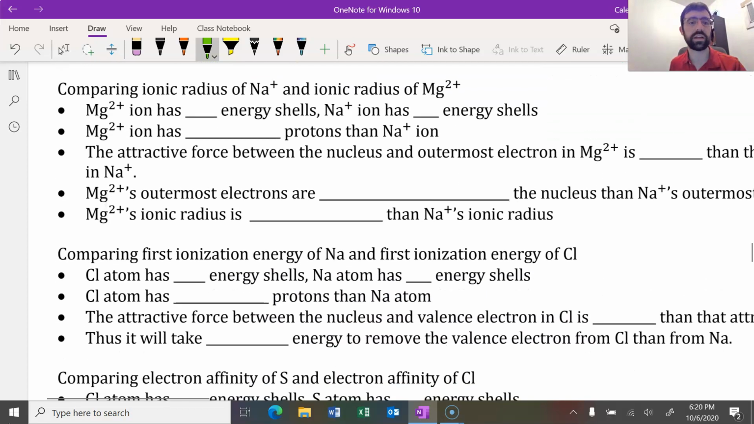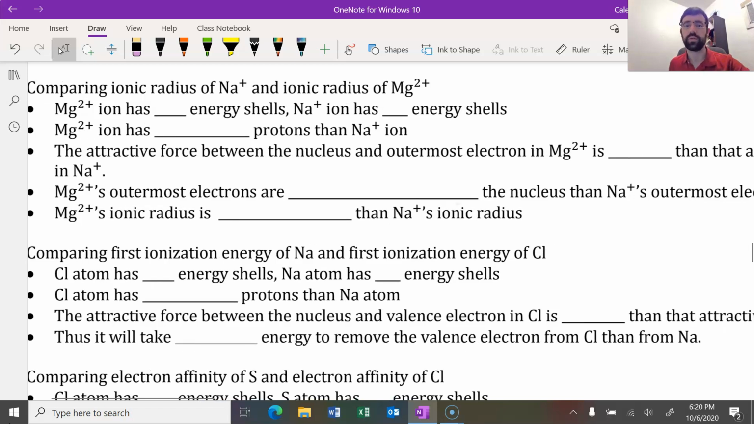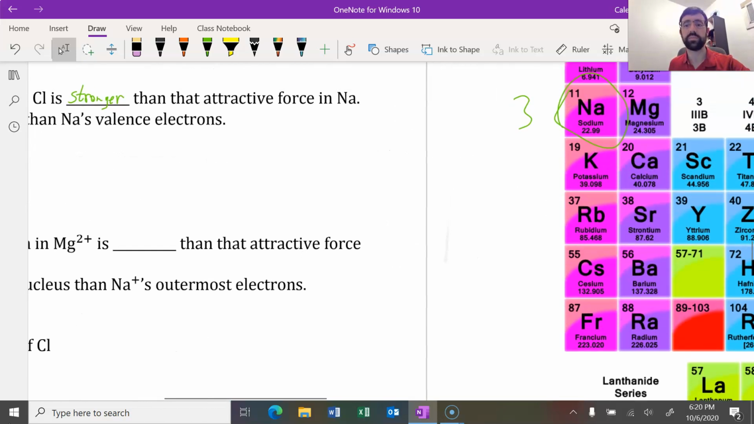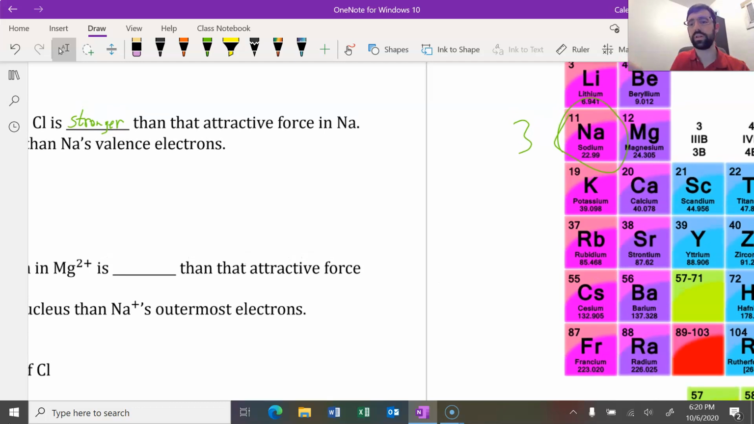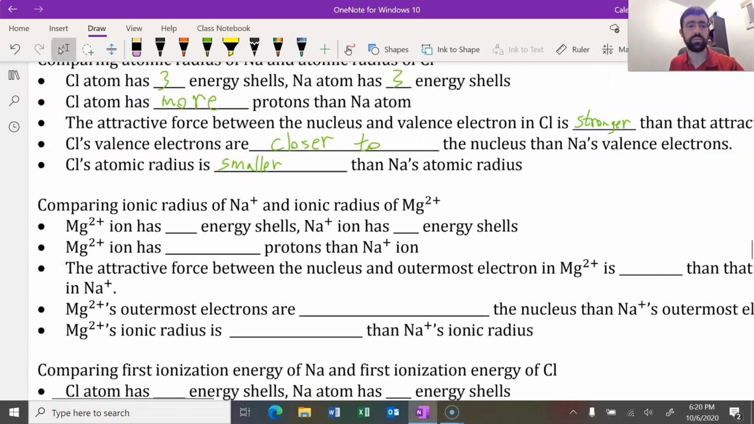Comparing the ionic radius of sodium plus and magnesium 2 plus. Now we're looking at two positive ions, but they're right next to each other. So magnesium 2 plus and sodium plus. So I have those two right next to each other. Magnesium has 3 energy levels. Sodium has 3 energy levels.